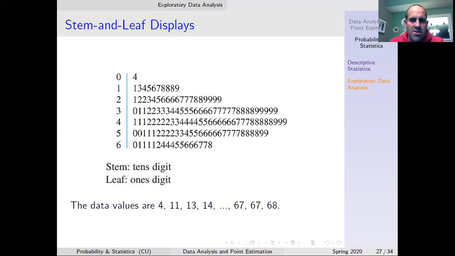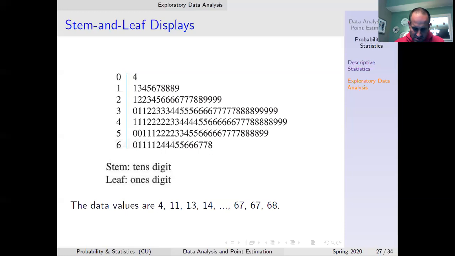So we allow for that by putting 0, 1, 2, 3, 4, 5, 6. That's all I need. Those are the only tens digits I'm going to need. And then what you do is you say, okay, which of the data values actually start with a 0 in the tens position? Well, there's only one, the number 4. Okay. Then I have 11. That's the first one.